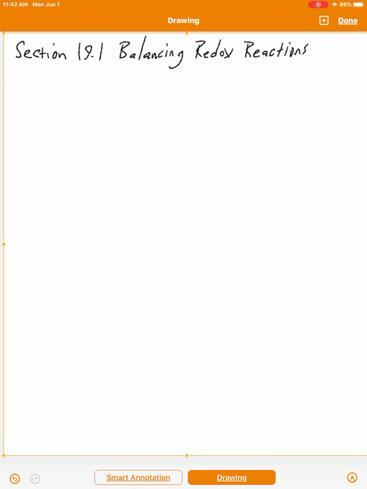Section 19.1, balancing redox reactions. So in this section, we're going to learn some technical aspects of balancing reduction-oxidation reactions. Let's remind ourselves from Chemistry 1 that certain types of reactions involve the transfer of electrons. And so I'm going to write out an equation for a specific reaction that involves the transfer of electrons.